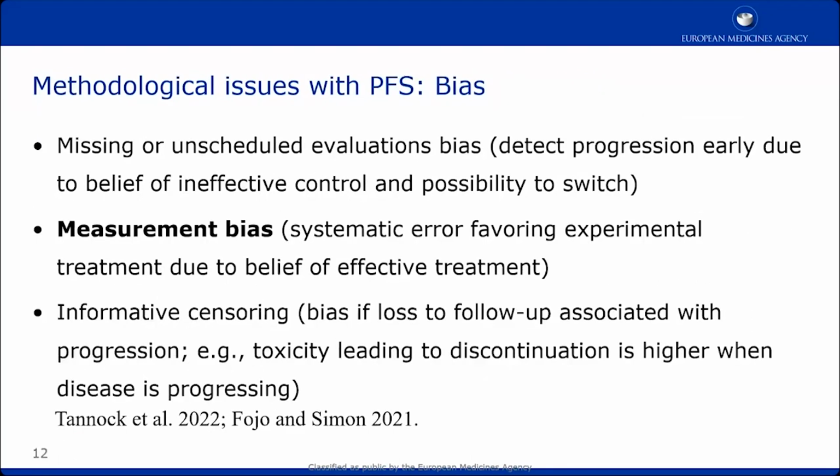Now, despite the believers and less believers in PFS, there is also huge agreement on the catalog of problems with PFS, including things like informative censoring and all the problems that can arise from various types of missing data and unscheduled evaluation, to the worst possible problem that is really systematic error introduced through measurement bias. Say one believes that the experimental treatment is more effective, so doesn't conduct the examinations with the same frequency.